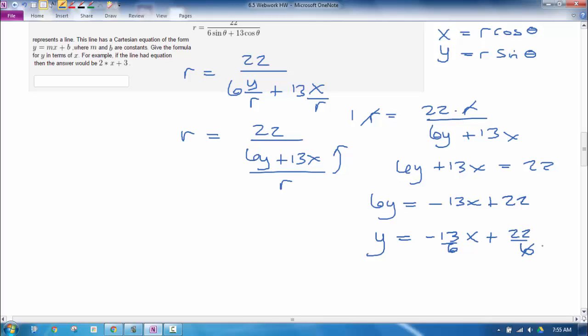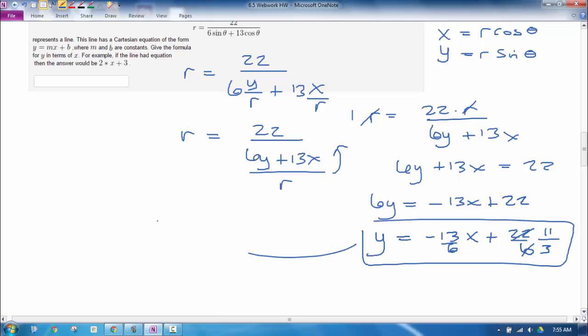And I can simplify this into 11/3. So there's my answer.